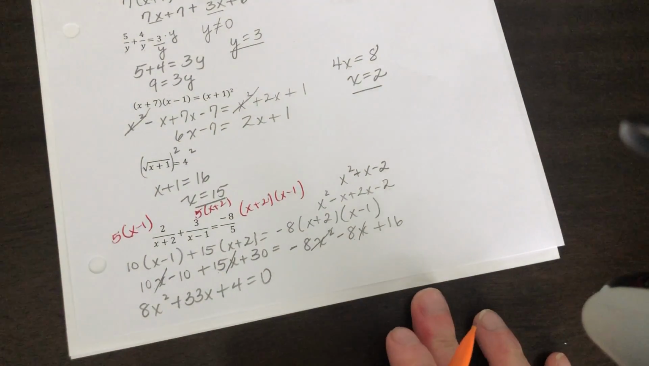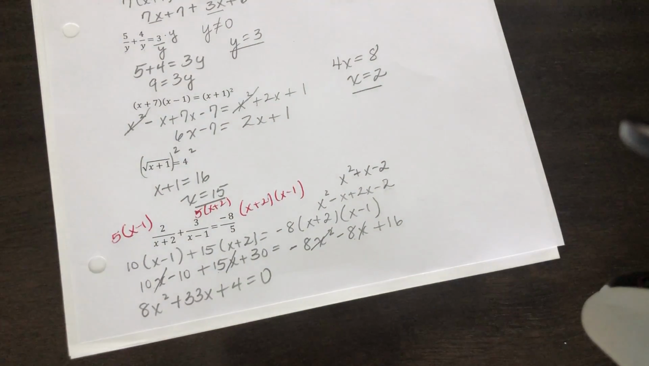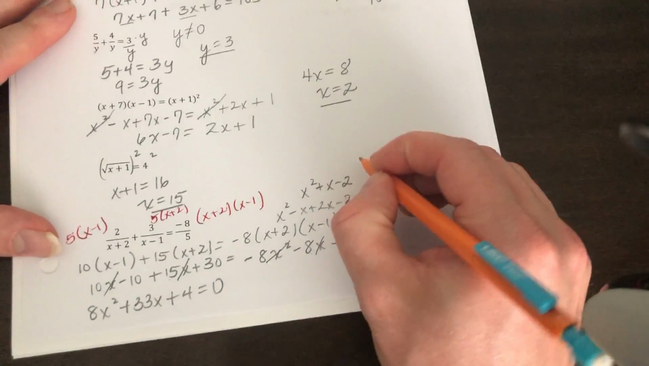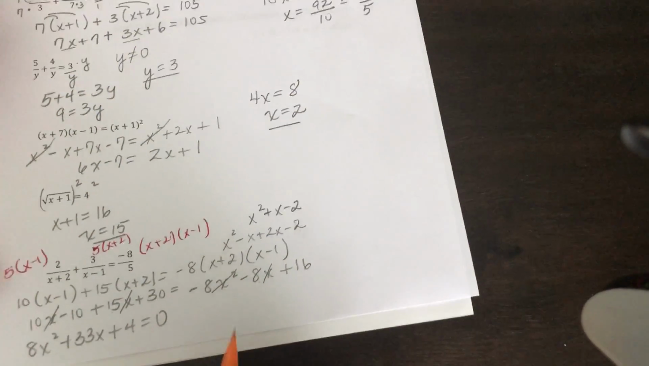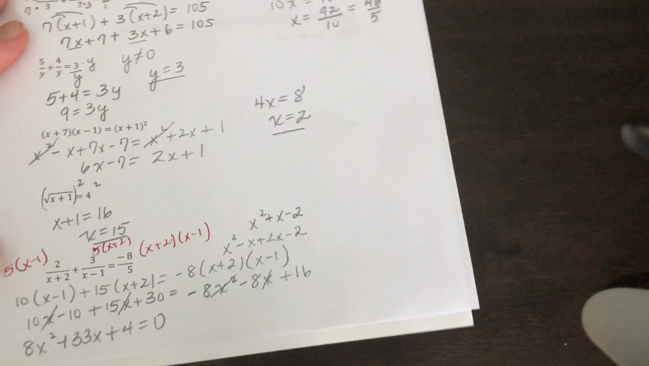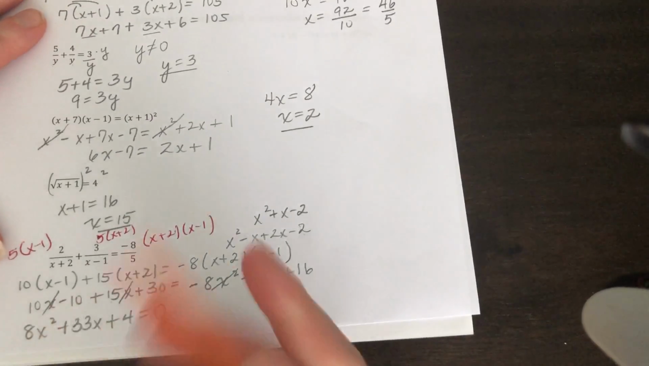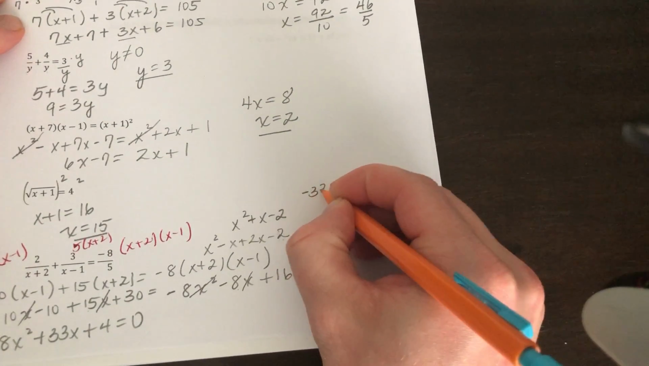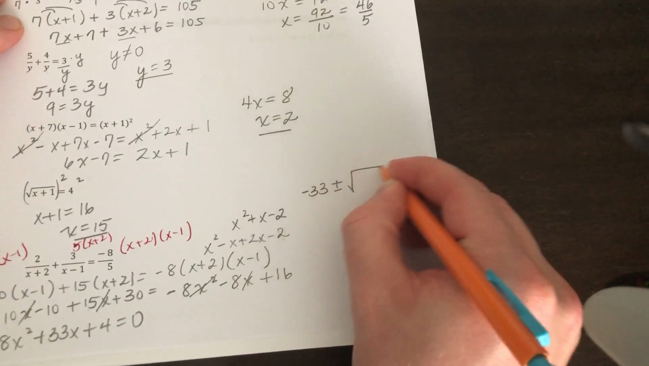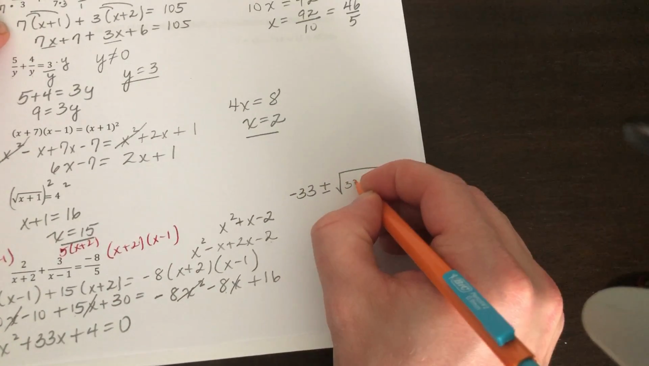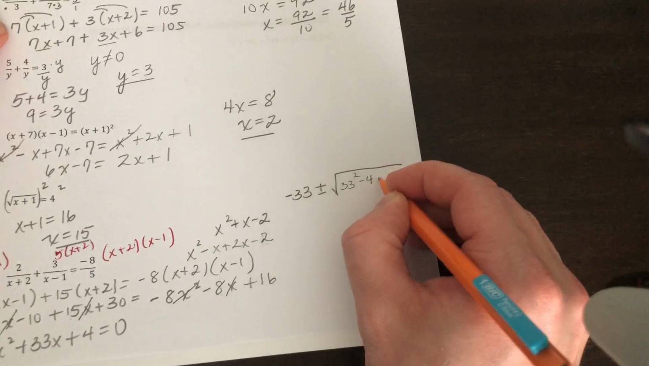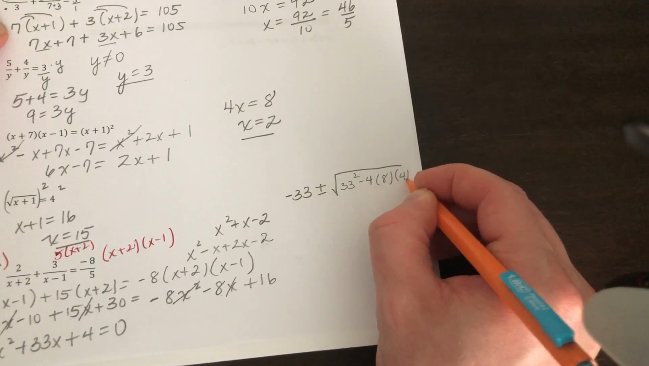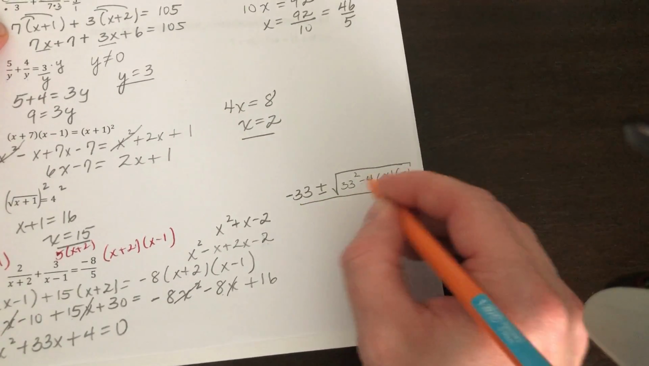Now, this does not look like it factors off the top of our heads, so you want to use quadratic formula. And in a few lessons, we're going to learn how to use quadratic formula again, but just a simple review. Quadratic formula is opposite of b, plus or minus the square root of b squared minus 4ac, all over 2a. You should have that memorized. So opposite of b, plus or minus the square root of b squared minus 4ac, all over 2a.